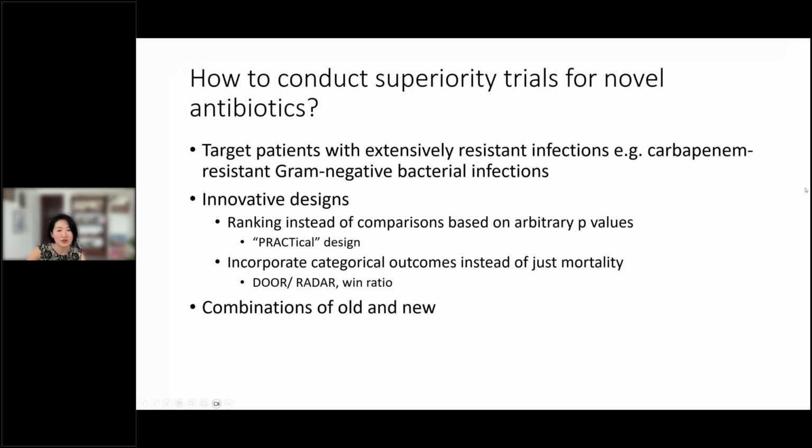We can also employ novel designs in terms of randomization, outcome measurements, and analysis to rank treatments instead of comparing pairs of treatments based on arbitrary p-values. And categorical outcomes may be used to detect superiority instead of non-inferiority based on a single binary outcome of mortality. And lastly, when a new antibiotic is combined with an old antibiotic as the intervention, the control treatment is the old antibiotic. Such trials should be of superiority design.